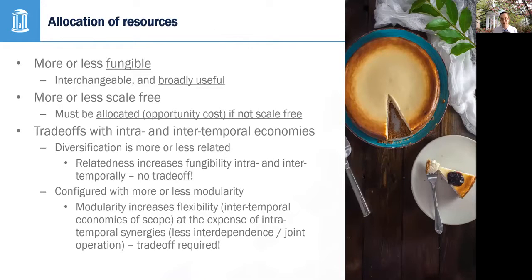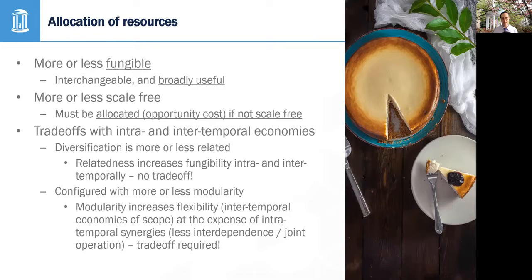So when we're thinking about all of these resources, again, there's different dimensions that are relevant to them. Resources could be more or less fungible, which is interchangeable or broadly useful. The resources can be more or less scale-free, which means if they're not scale-free, there's an opportunity cost and the resources have to be allocated. There's also the potential for trade-offs between intra and intertemporal economies.